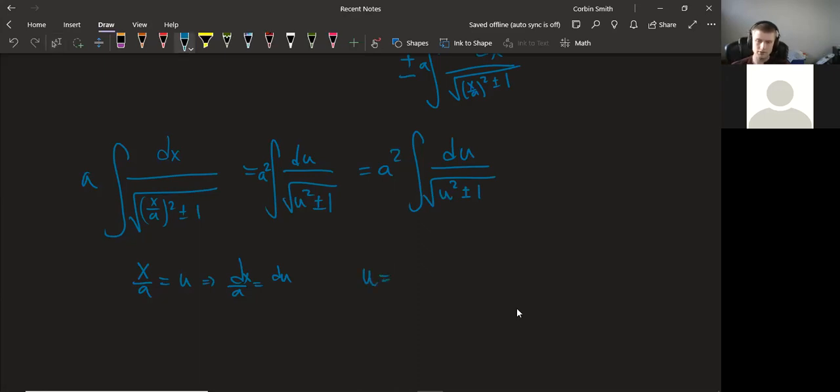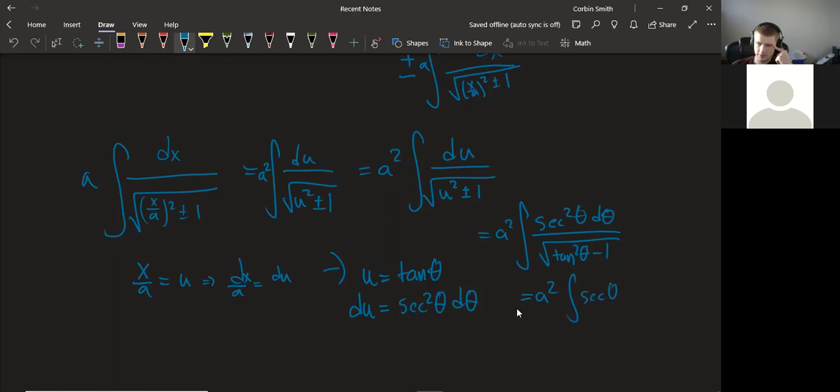So if we said u is equal to tan theta, then du is equal to secant squared theta d theta. So then this becomes a squared times secant squared theta d theta over, I'm going to say this is for the plus version, or the minus version. We want the minus version. So that is tan squared theta minus 1. So this is equal to a squared times the integral of secant theta d theta.